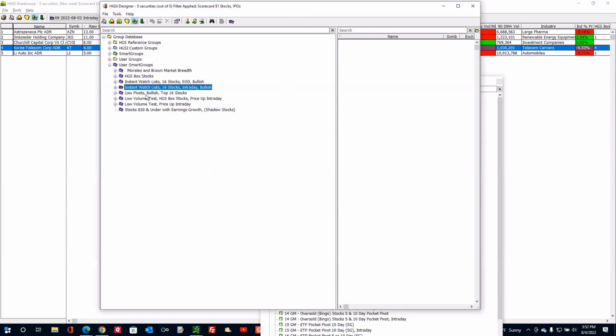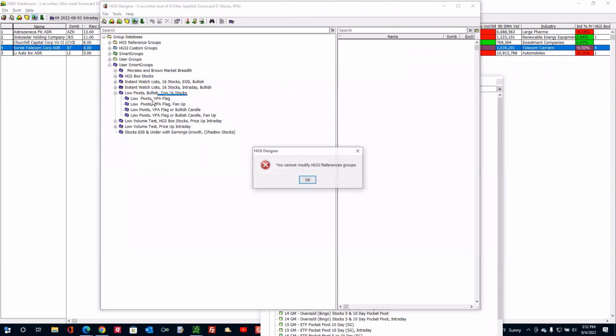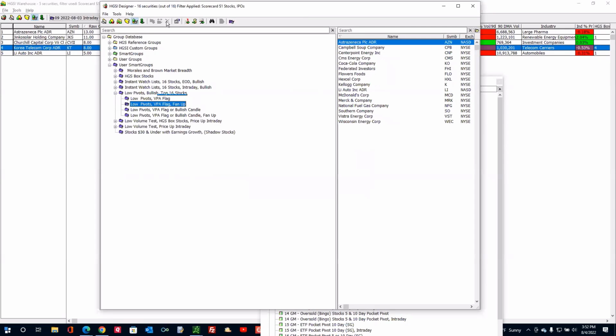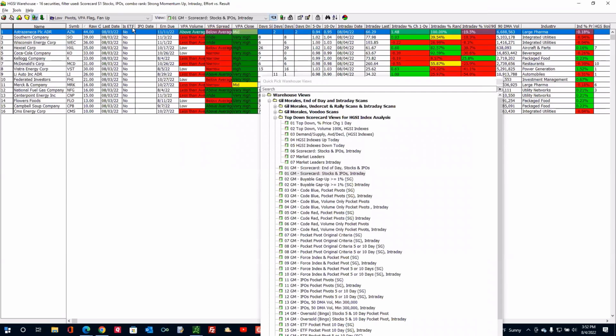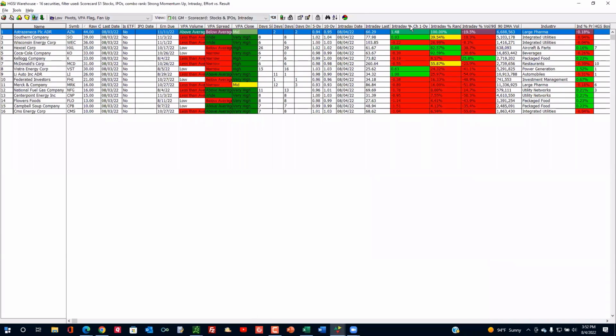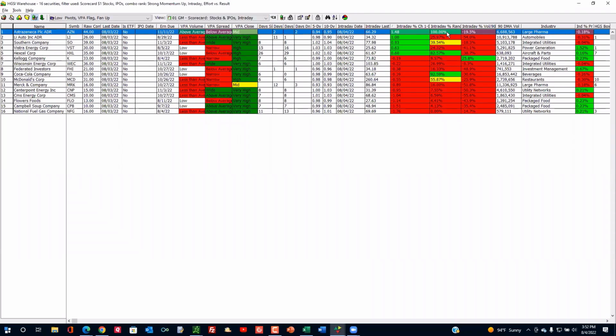Okay, so those are instant watch lists. These are low pivots. There's a whole bunch of low pivots here with a VPA flag. Here's low pivots with the fan up. Let's look at some of these today. Shotgun approach. Okay, these are low pivots with the fan up. Any of these positive today? There's only one that really closed at the high of the day. That's AstraZeneca. We looked at that already.